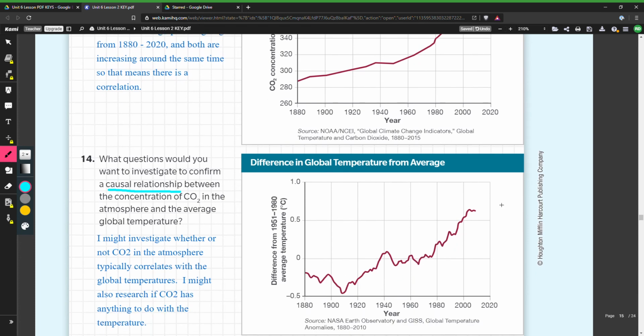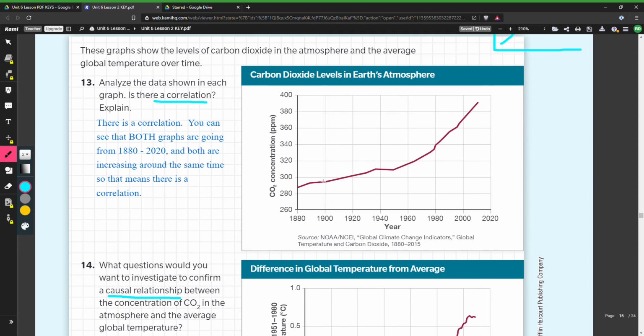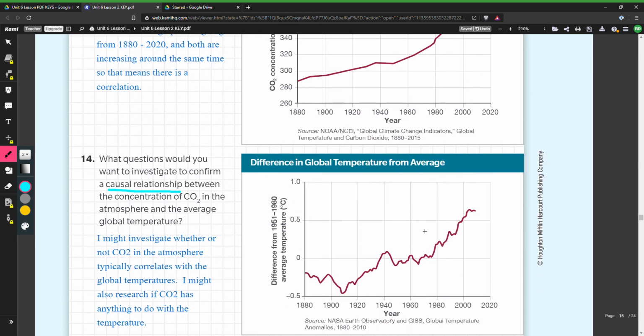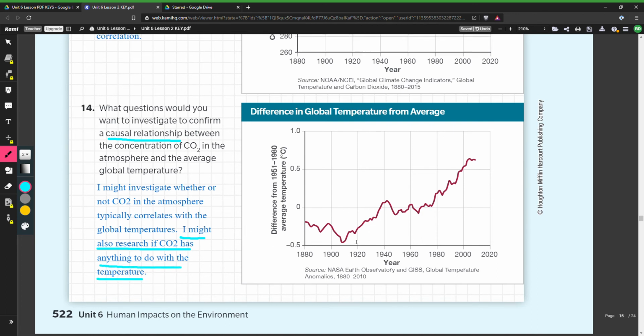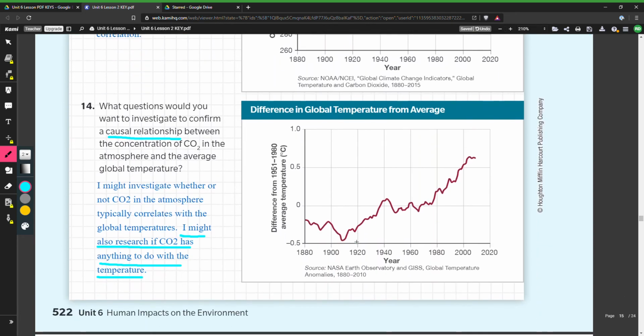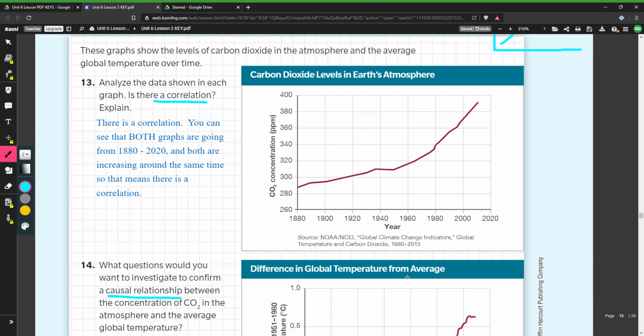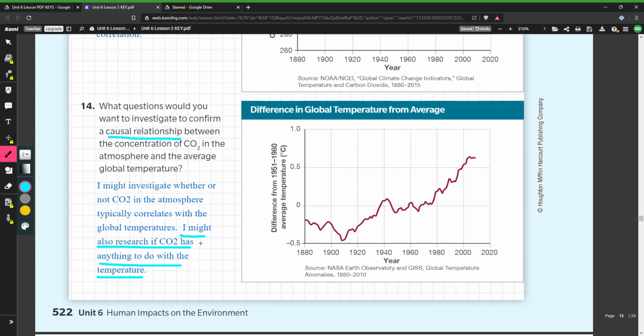So how do you know that the temperature is going up because of the CO2? Or how do you know that CO2 going up is related to the temperature? If you didn't know that, you would have to try and figure out if they're related. So the things that I said were, I might research CO2 if I didn't know what that was, because if you researched that, you might find that CO2 can capture energy, and that might help you make a better conclusion.